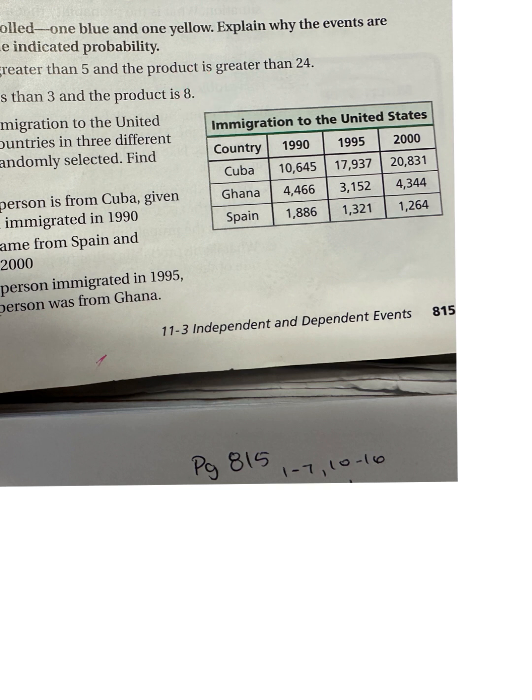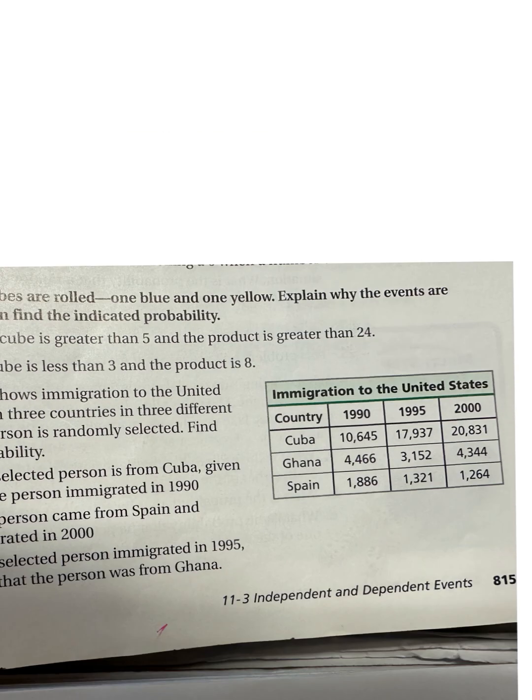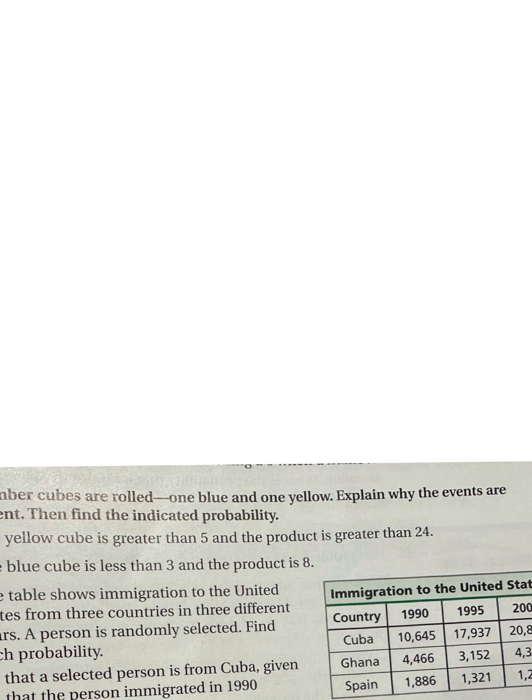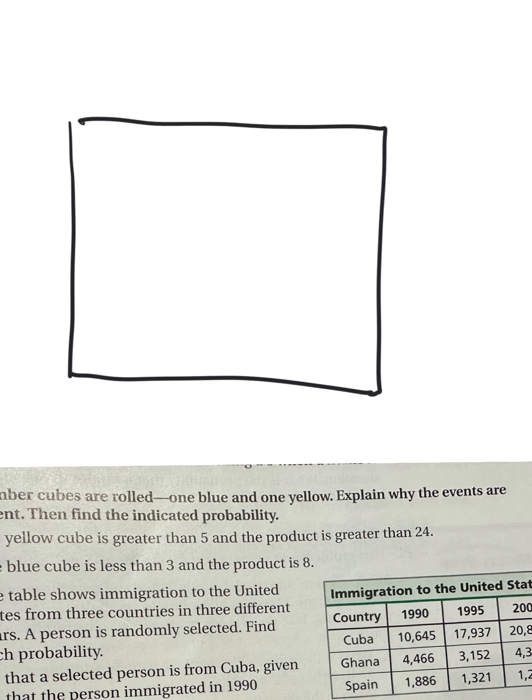So let's make our chart. Move this down here. And again, we have the yellow one, 1, 2, 3, 4, 5, 6. And we have the blue dice, 1, 2, 3, 4, 5, 6.